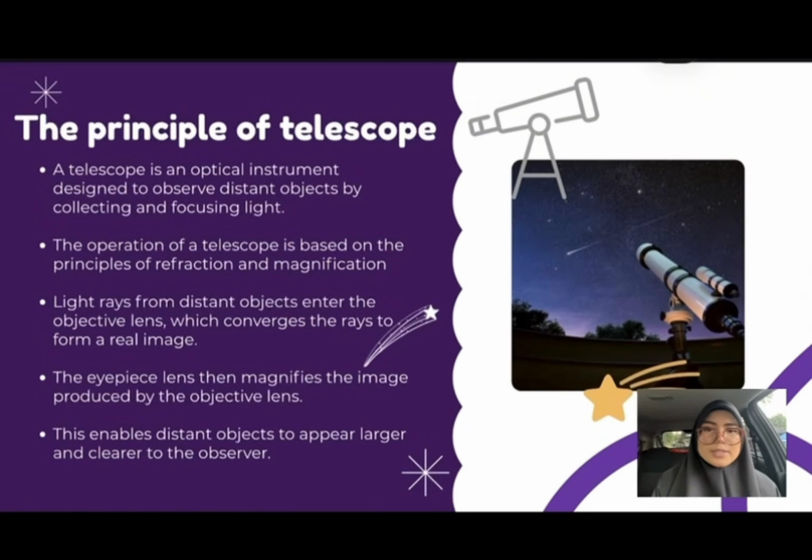But before we discuss the components of a telescope, let us first understand what a telescope is and how it works. A telescope is an optical instrument that allows us to observe distant objects such as stars, planets, and galaxies. It works by collecting and focusing light from these objects, making them appear brighter and larger than what we can see with our naked eye.